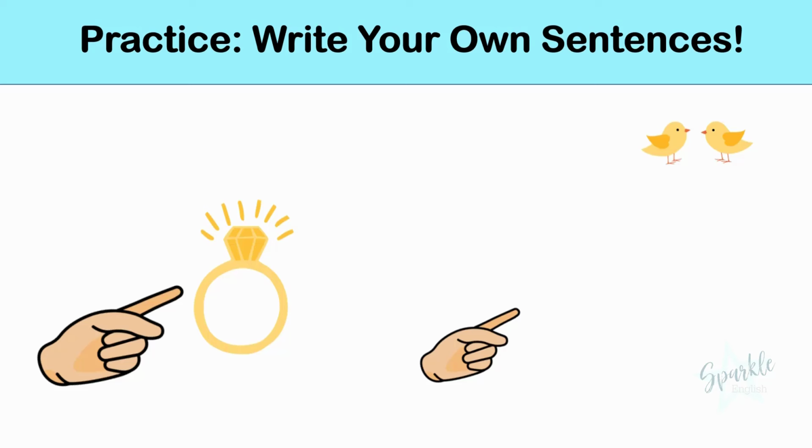Now it's time to practice writing your own sentences using these 2 pictures as a guide. In the first example, we have a ring close to the speaker. In the second example, we have 2 chicks or 2 birds far away from the speaker. Can you write 2 sentences in the comments section using either this, that, these, or those for these 2 sentences?